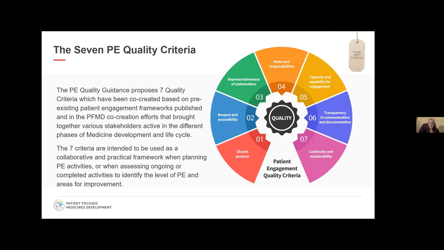5, capacity and capabilities for engagement. Logistics, how will the trial happen and with whom? This for me ties in with number 2. How will you engage, for instance, if your participant can't get to the trial site? Are you considering the remote or decentralized approaches to your trial, and what will you need to achieve them?